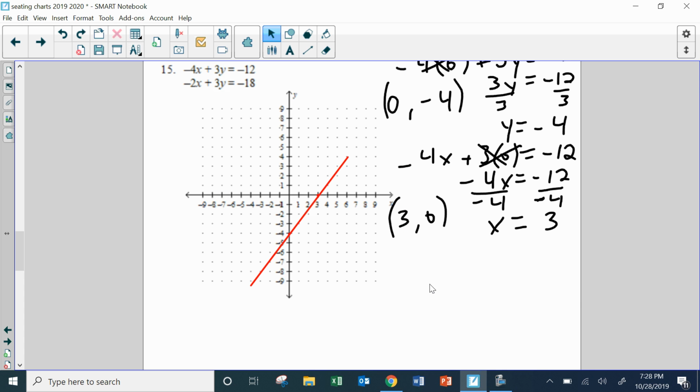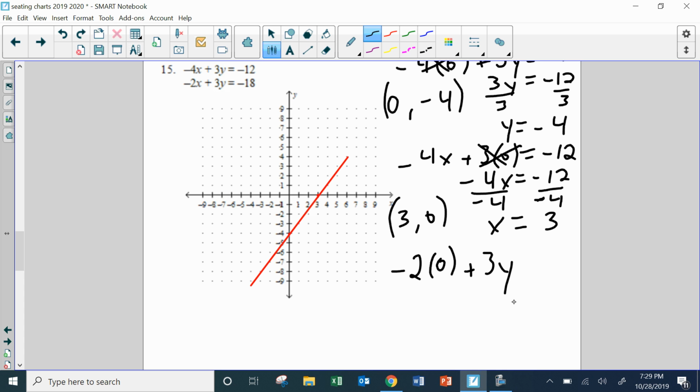All right, so now I'm working on the second equation, which is negative 2x plus 3y. So I'm going to make x 0. So I get negative 2 times 0. Well, that's not right. Let's get rid of that. All right, so let's put there 0. Negative 2 times 0 plus 3 times y equals negative 18. So now it all goes away. I'm just left with 3y equals negative 18.